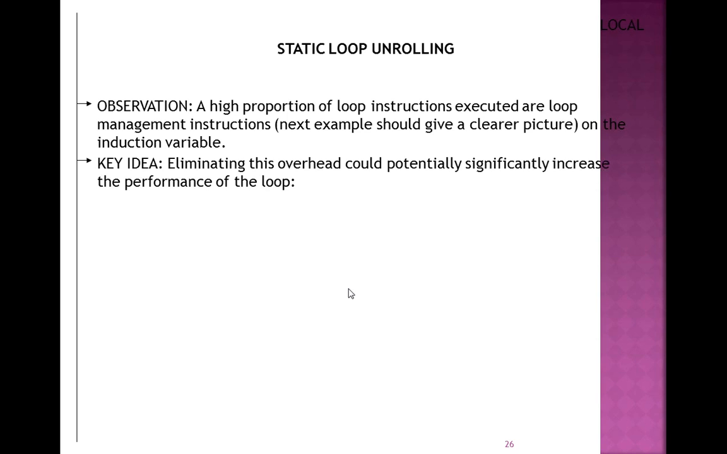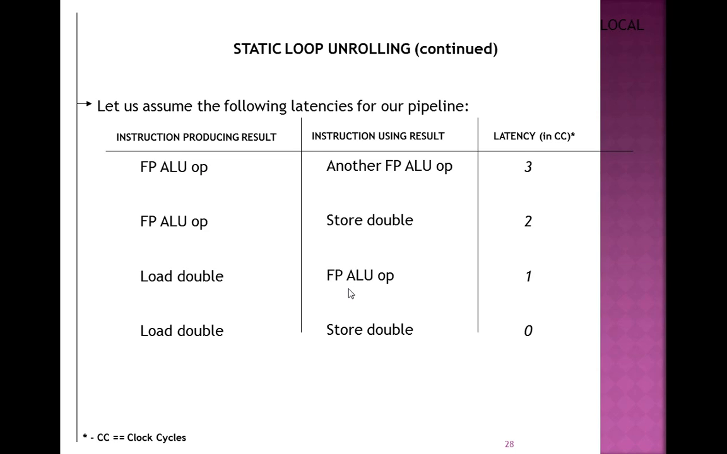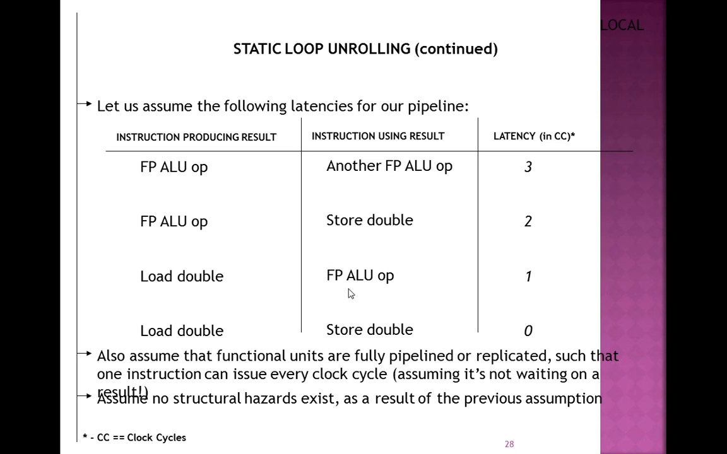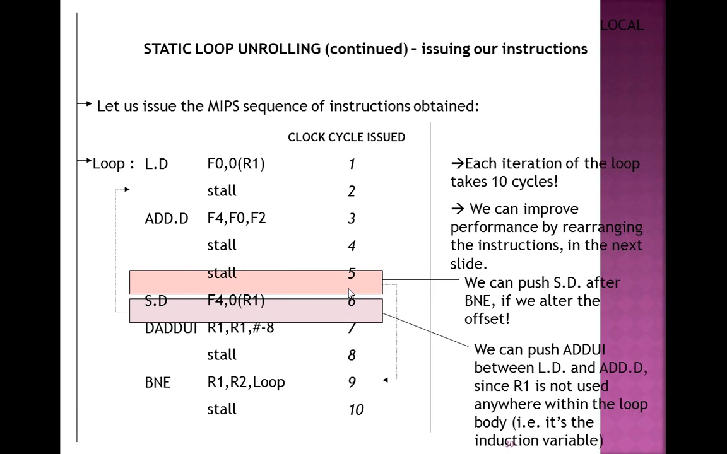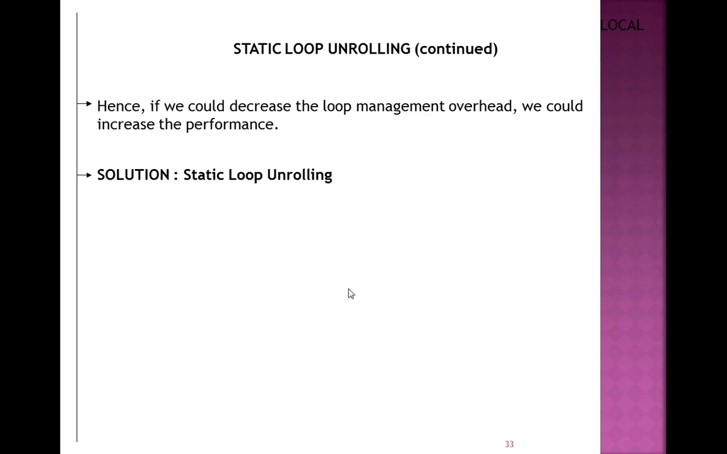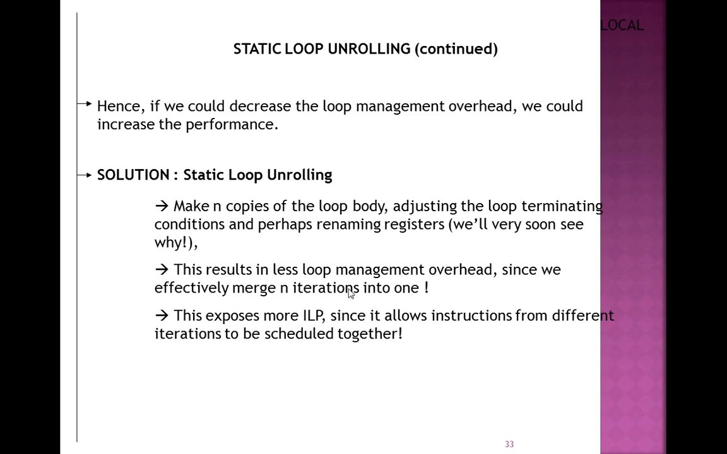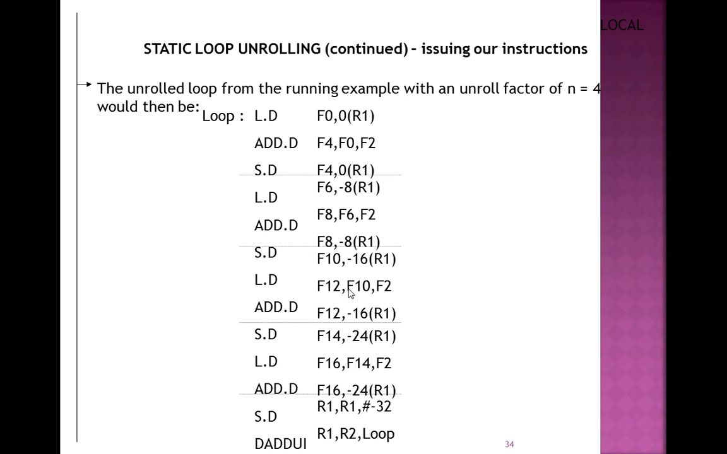One is static loop unrolling. Whenever we unroll the loop, whenever we decrement or manage the loop instruction, that is your static loop unrolling. This is the example we have discussed. This is also an example we have discussed of how to issue the instructions, how we can push the instructions one after another. Then the solution is static loop unrolling, how to increase the performance and decrease the overhead. This results in less loop management overhead since we effectively merge iterations into one.